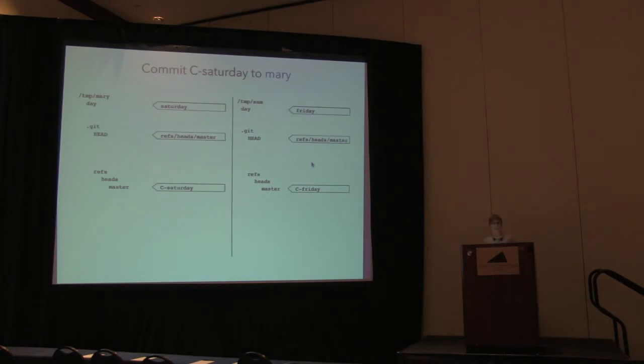I commit C Saturday to Mary. So we're back on Mary over here now. So Sam is now behind the times. So I write C Saturday into the day file, I commit it, and so now master is pointed at C Saturday. I then do git push Sam master.